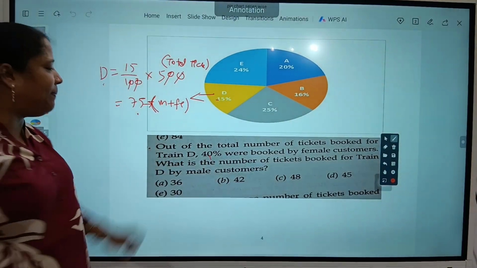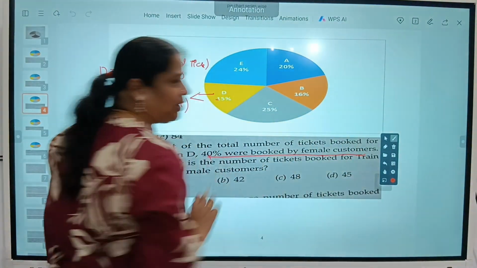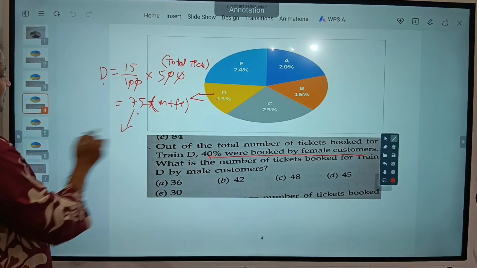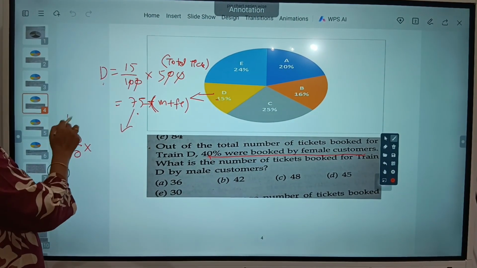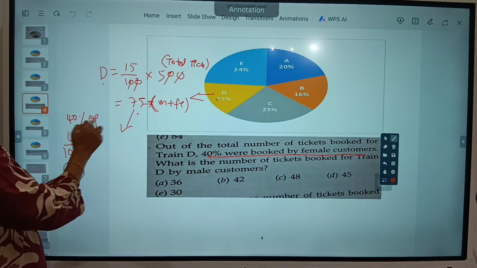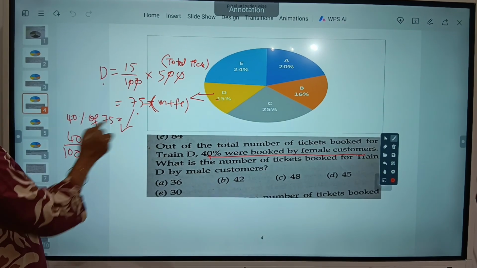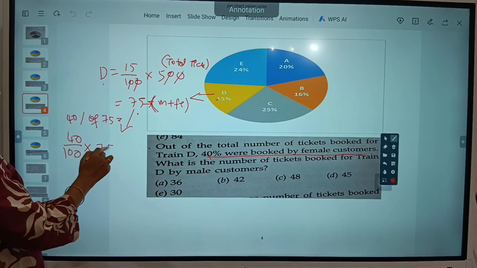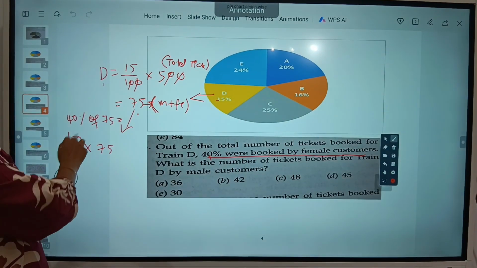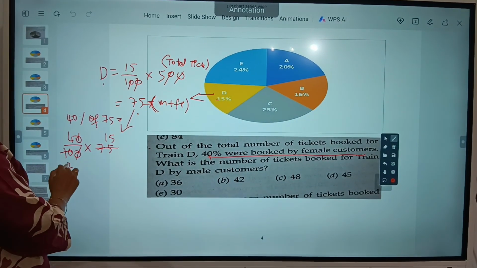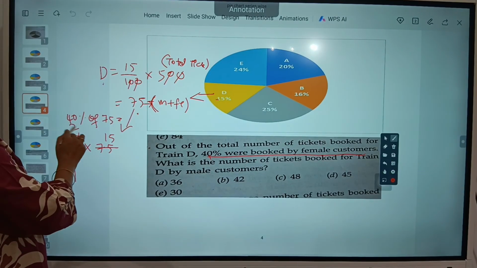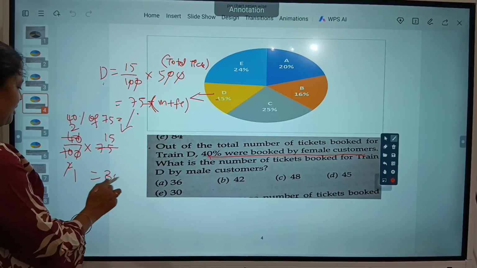In this, 40% are female customers. So 40% of 75 we have to find out. 40% of 75 is equal to 40 by 100 into 75. Okay, zeros cancel. So it comes to 30 customers.